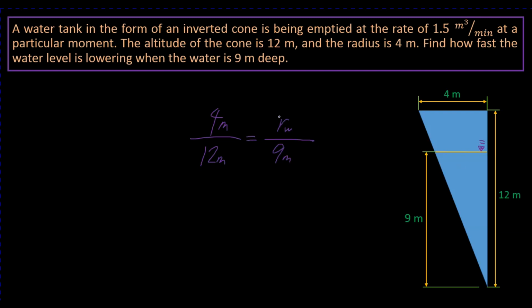What is r_w, the radius of the surface of the water that touches the tank? You should know this, right? Transposing 9, r_w is actually just 3. So we know all the dimensions, and the other given that we should also consider is this one, which can be represented as dV over dt, the rate of change of volume with respect to time, which is 1.5 cubic meters per minute.